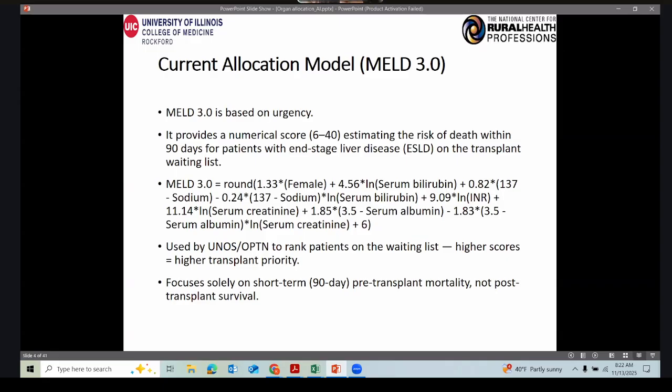use the score to decide the order in which patients receive the available organs. However, there are important limitations as well. The MELD 3.0 focuses mainly on the short-term pre-transplant mortality. That is the likelihood of patients dying before receiving the liver.